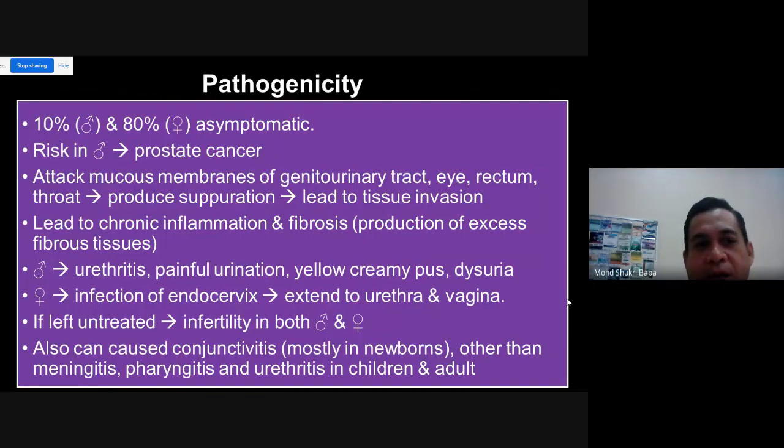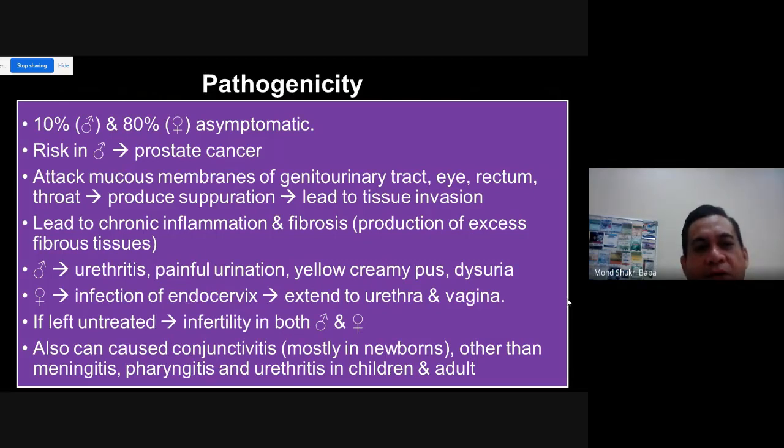All right, so pathogenicity. 10% of the males and 80% of the females are asymptomatic. Risk in the men, boleh menyebabkan prostate cancer. They attack mucous membranes of the genitourinary tract and also the eye, rectum, and throat, and then they can produce suppuration, leading to tissue infection. They also can lead to chronic inflammation and fibrosis, which is sejenis production of excess fibrous tissues.